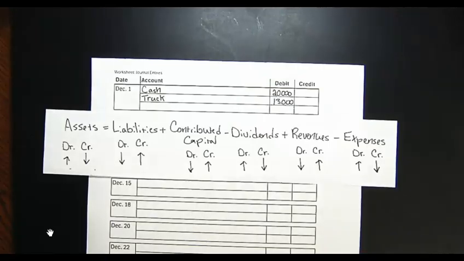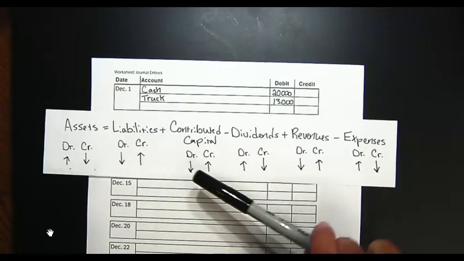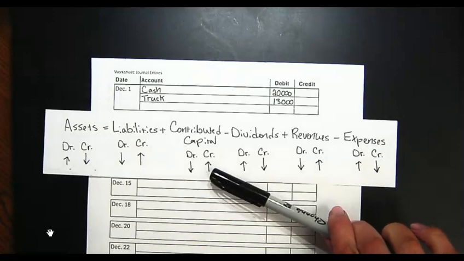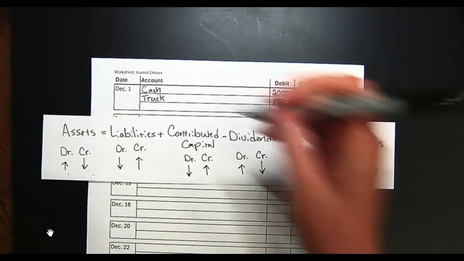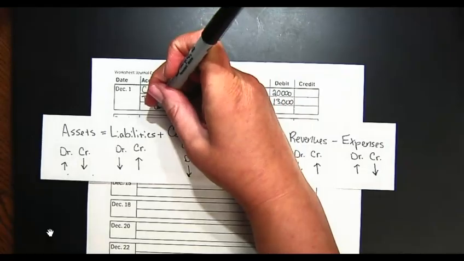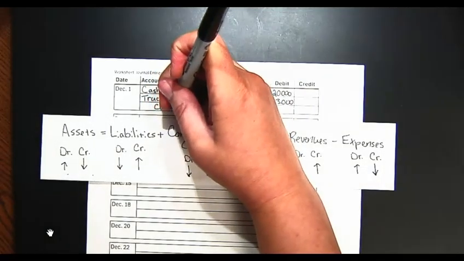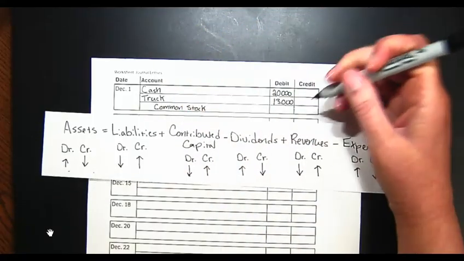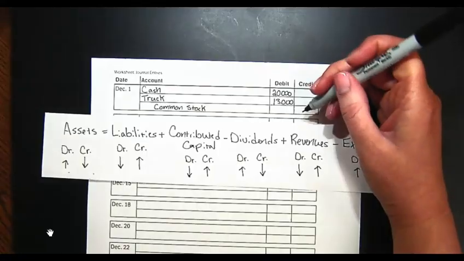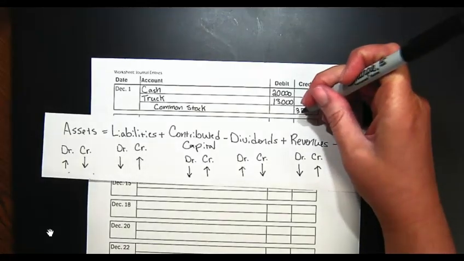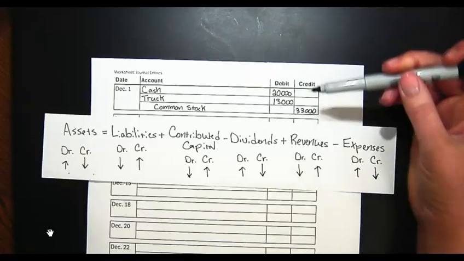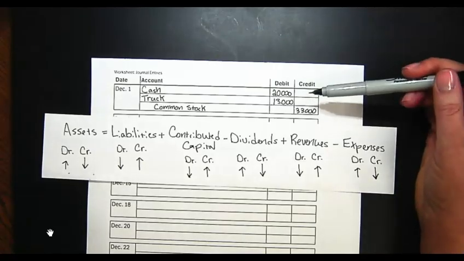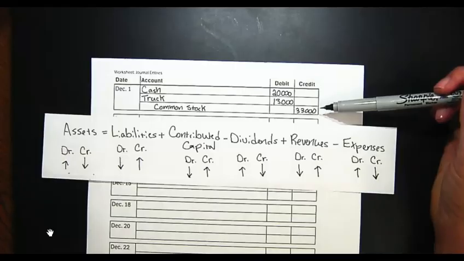In exchange for this cash and the truck, More Delivery Service issued common stock. Common stock is a contributed capital account. We increase a contributed capital account with a credit. So I'm going to indent just a little bit and write in my account that I will credit common stock for the sum of my debits, $33,000. My debits and my credits must always equal. We call this balancing. My debits and my credits balance.